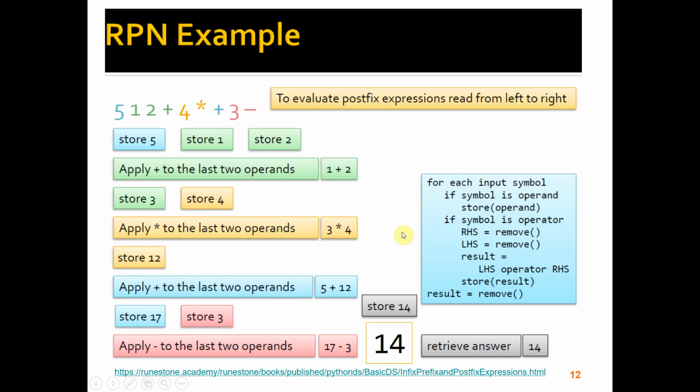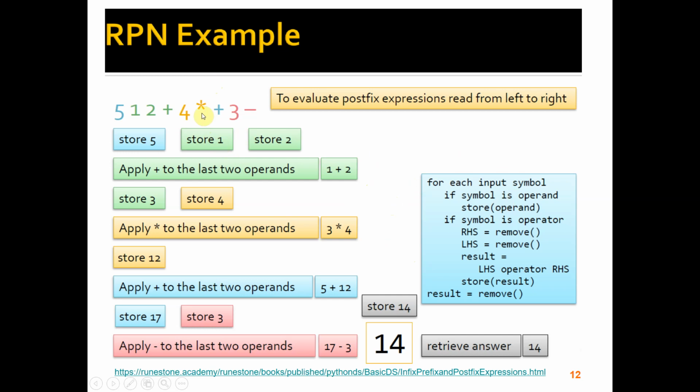So our stack is now number 5, then number 3. Okay, and we keep reading it. The next symbol that we have is number 4, which is an operand, so what we do is store it or push it into the stack. So our stack is now 5, 3, and 4.